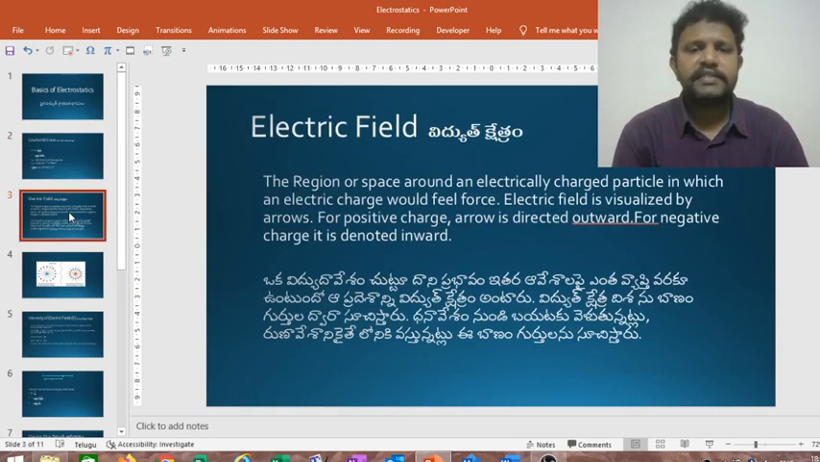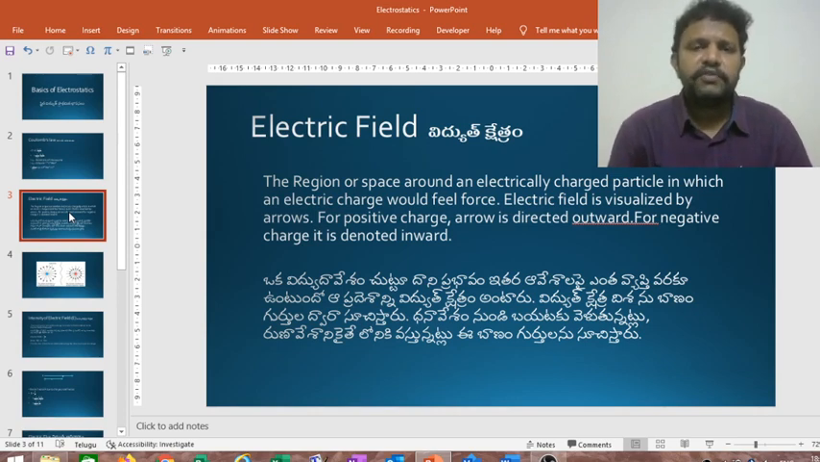Electric field is defined as a region around an electrically charged particle in which an electric charge would feel force. So around every charge, it may be positive or negative, its influence exists up to a particular region. This region is called electric field. In order to understand electric field in an easy way, we assume some lines of force. These lines of force are the paths of the motion of the positive charge in the electric field.